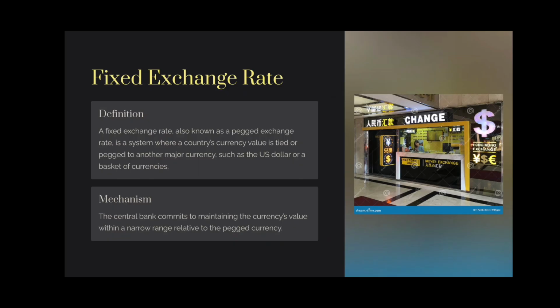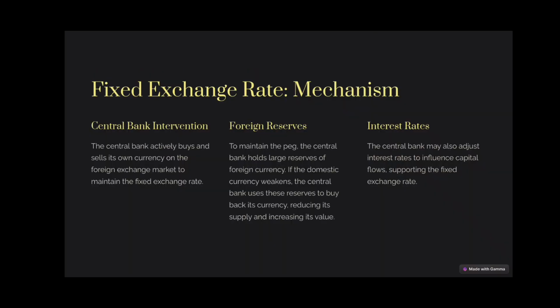And about the mechanisms, mainly there are three types. First one is central bank intervention. The central bank actively buys and sells its own currency on the foreign exchange market to maintain the fixed exchange rate. And the second one is foreign reserves, to maintain the peg.